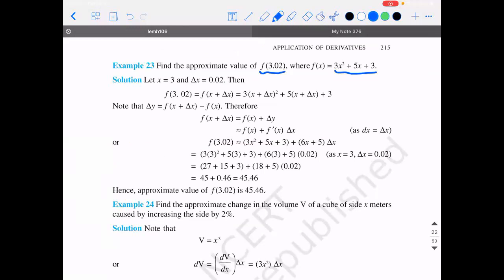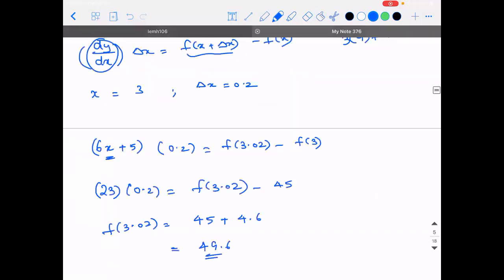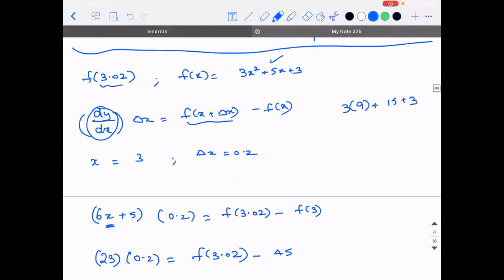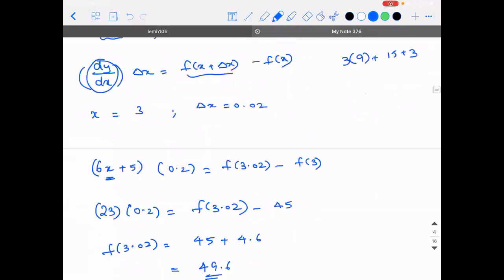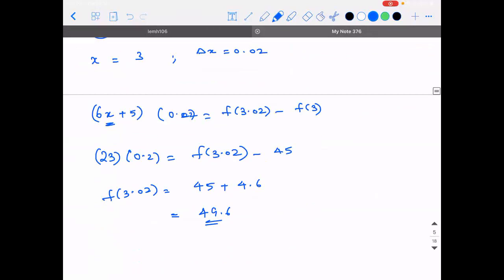Oh, 3.02? No? 3.02, sir. Del x should be 0.02. Oh, sorry. Then I'm sorry. It is 0.02 then. So 0.02 means, then how much is going to be there? 23 plus 0.46, 23.46. But I hope you guys understood how to solve this, right? That is more important. Yes, sir.